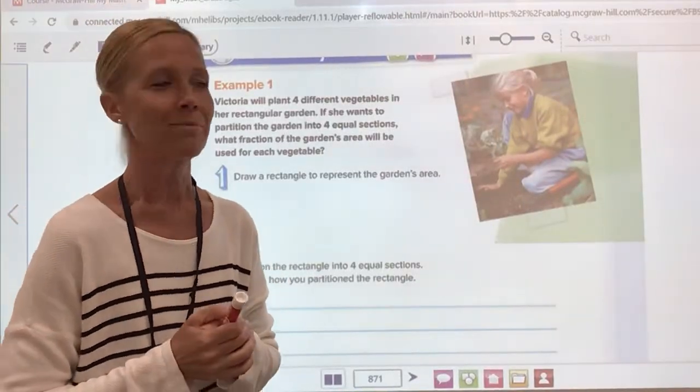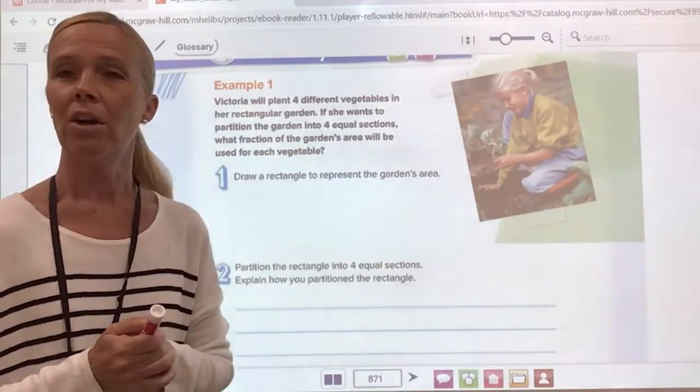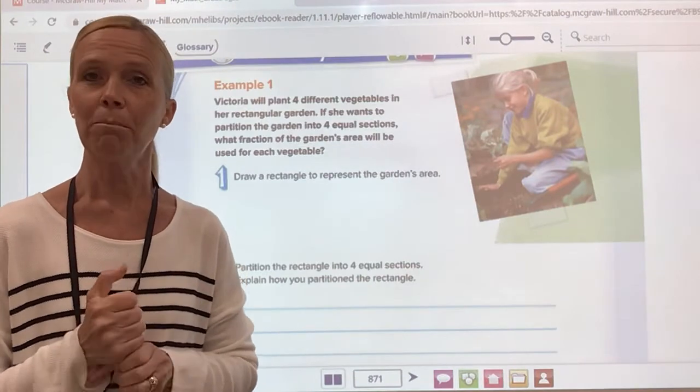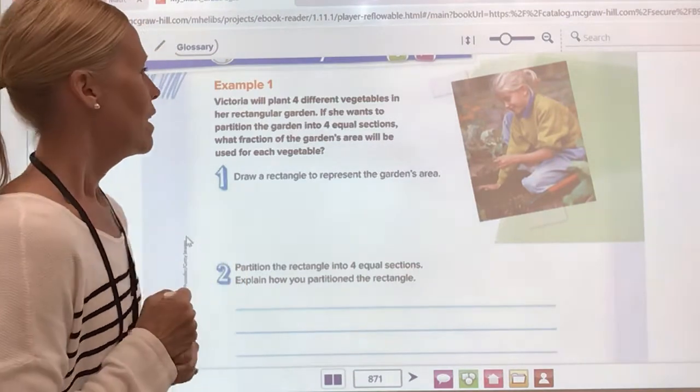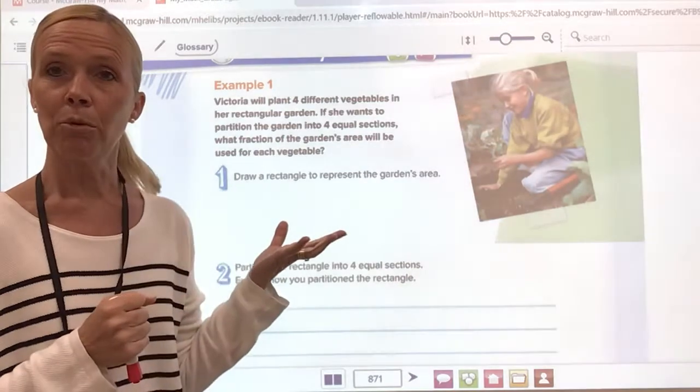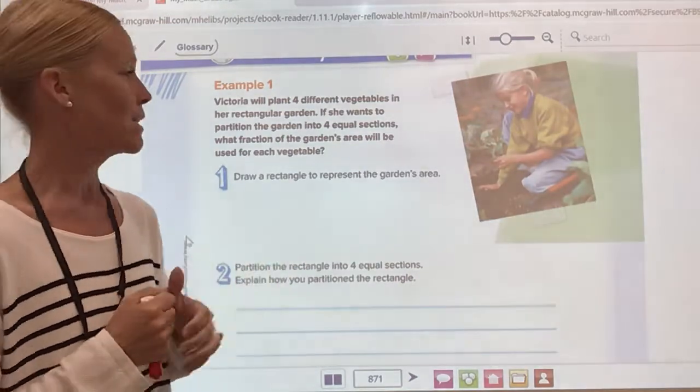Hi boys and girls. We are going to work on chapter 14, lesson 7, partitioning shapes today. There are no new vocabulary words on this page, so we're going to jump right in with example 1.